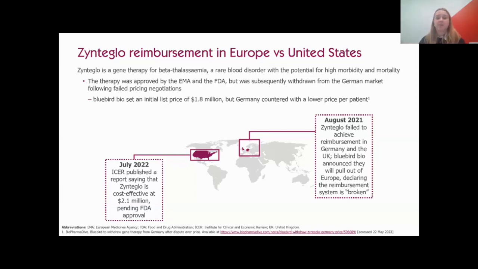And so it's really important to be considering not just the regulation, but also the reimbursement, because that's a key part of patient access. You can prove that it's safe and effective, but if you're not willing to engage with payers and develop those novel reimbursement solutions, patients still may not be able to get access to the therapy.